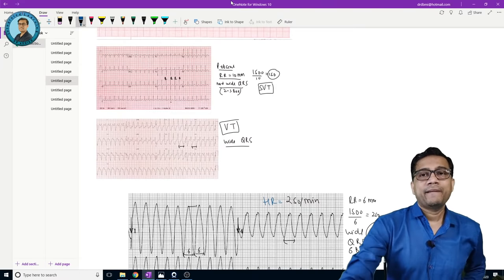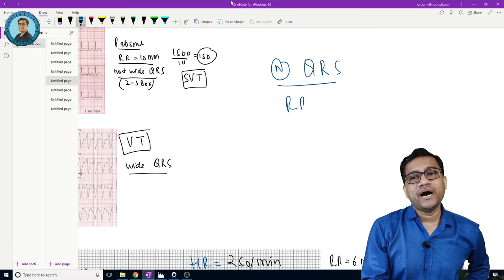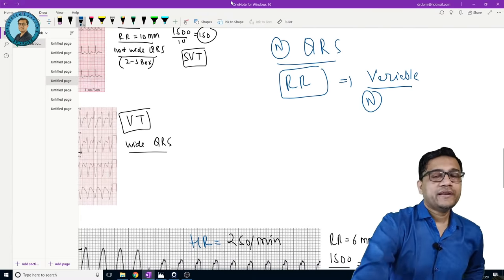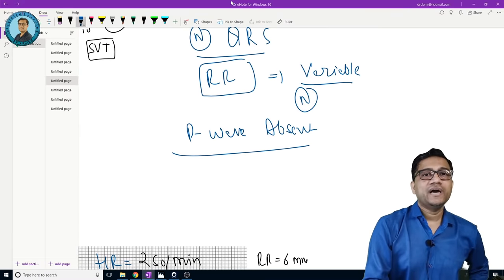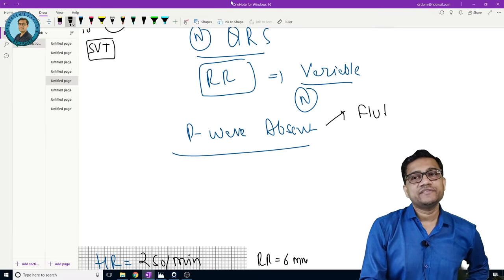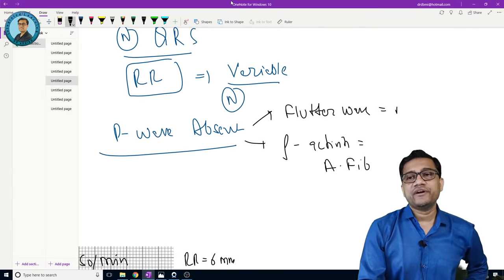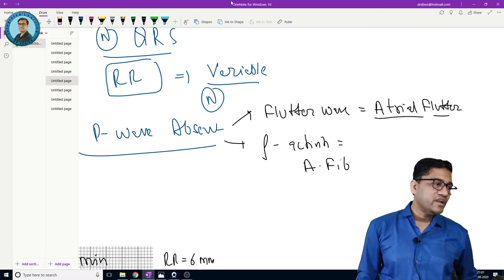Now just to wrap it up, if you see a normal QRS, and the RR is variable but almost normal, and P waves are absent, this is most likely atrial flutter or fibrillation. If there are flutter waves, it is atrial flutter. If there is just fibrillatory activity, this is atrial fibrillation. Are you clear? This is atrial flutter in this case.